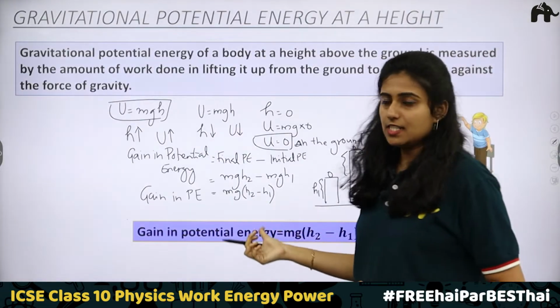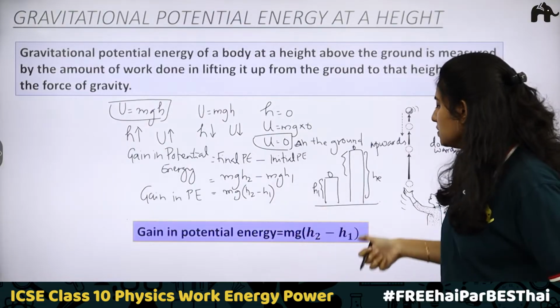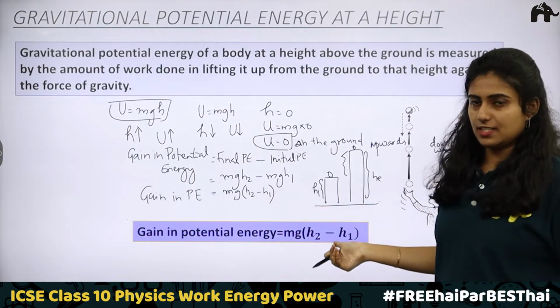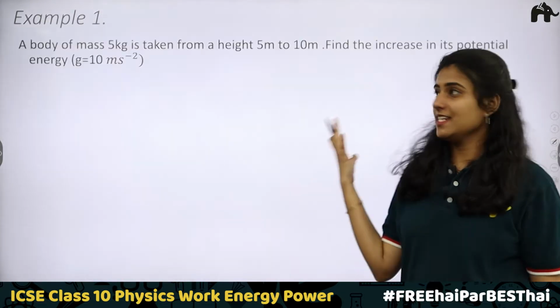Gain in potential energy is mass into acceleration due to gravity into the second height, the new height, minus the first height h1. So this is the gain in potential energy. Clear? Let us take an example.